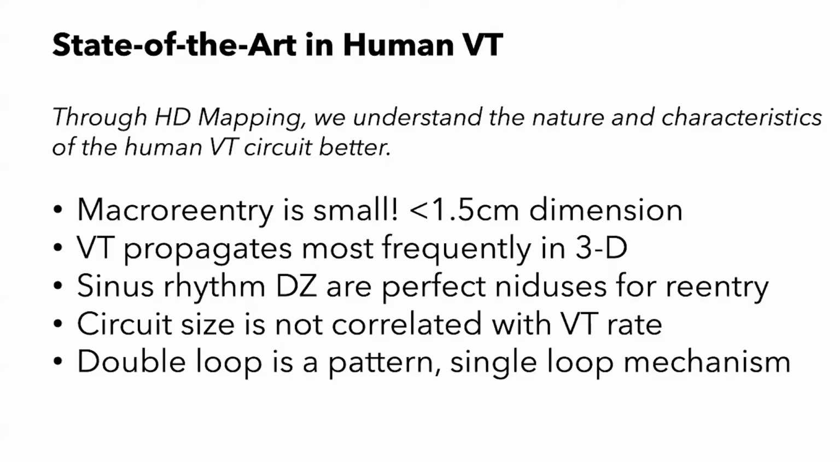So, ladies and gentlemen, through HD mapping, we understand the nature of VT much better. The sinus rhythm characteristics with the deceleration zones are perfect niduses for entry. We now appreciate that VT, although it propagates in 3 dimensions, is actually quite small and often very localized, less than 1.5 centimeters in dimension.